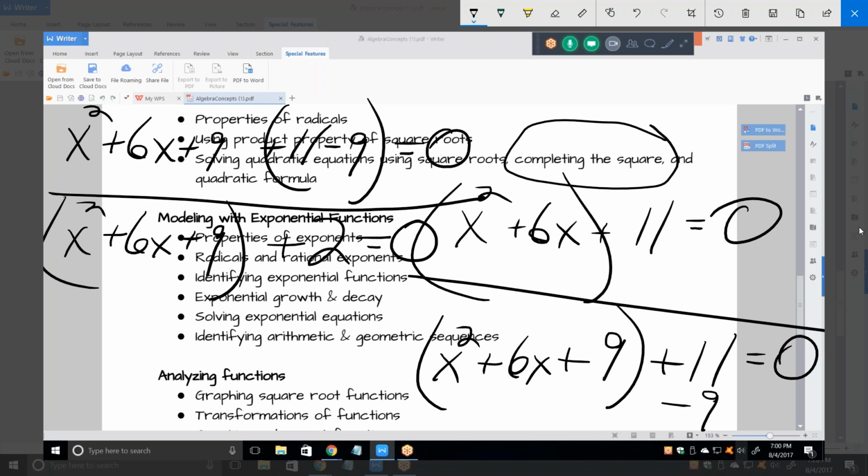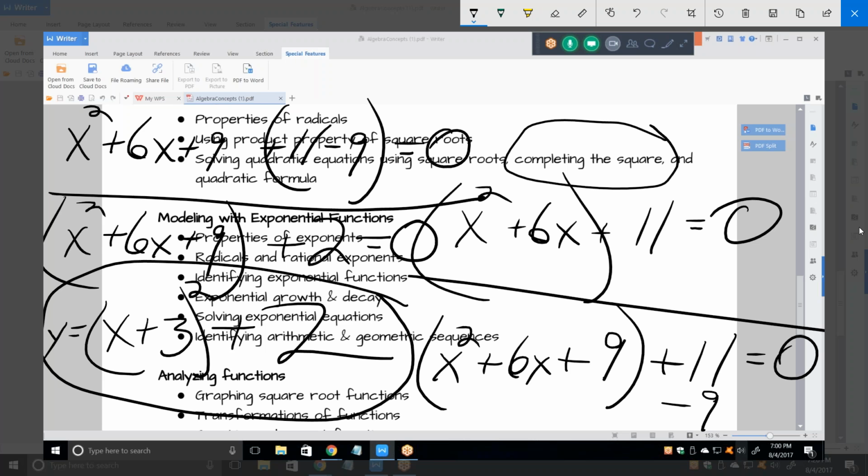But the beauty of this is that I can rewrite what's inside the parentheses as x plus 3 quantity squared plus 2. So I can say that's my function. That's the same thing that I started with. That is x squared plus 6x plus 11. The only thing is it's now in perfect vertex format. So I know exactly where the vertex is. Where's the vertex? Remember what the vertex format is.